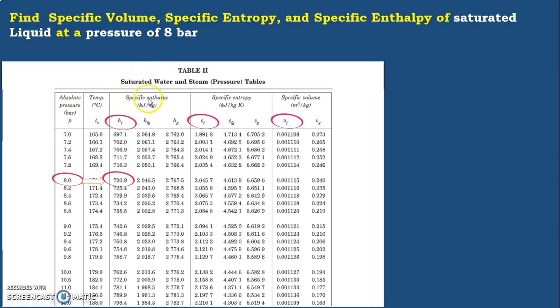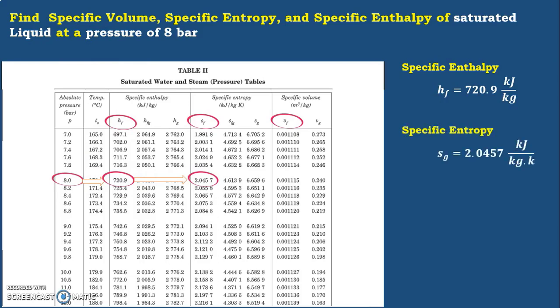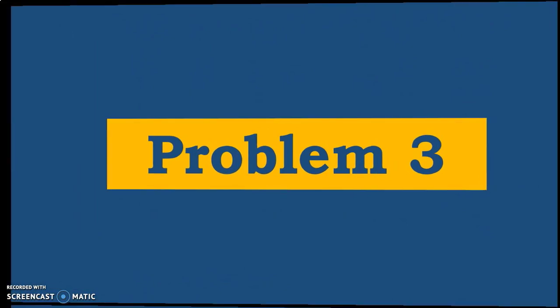Specific enthalpy of saturated liquid at a pressure of 8 bar is 720.9 kilojoule per kg. Specific entropy of saturated liquid at a pressure of 8 bar is 2.0457 kilojoule per kg Kelvin. Similarly, specific volume of saturated liquid at a pressure of 8 bar is 0.001115 meter cube per kg. Next, problem number 3.